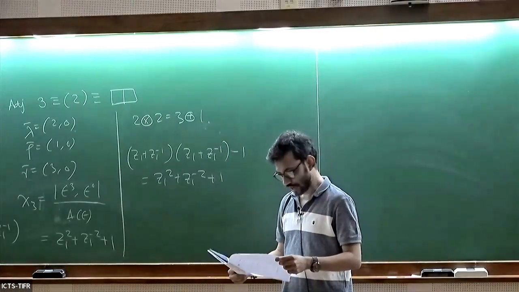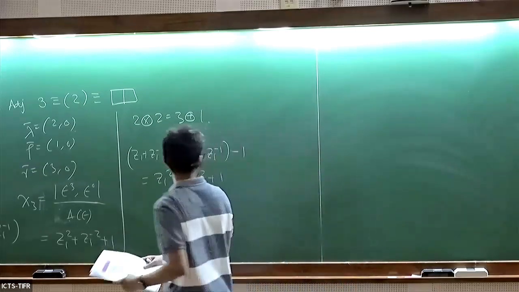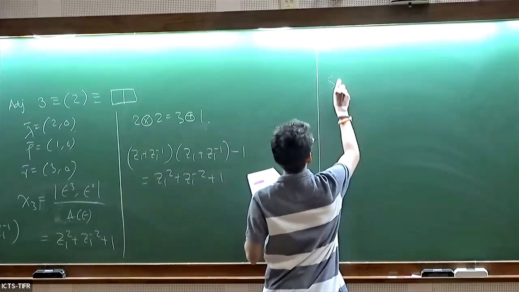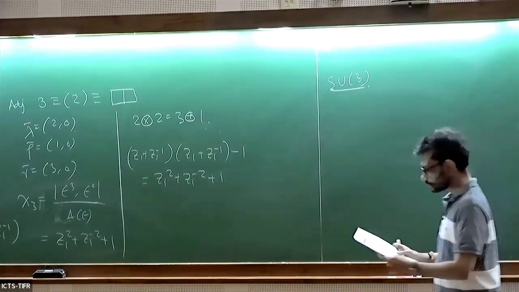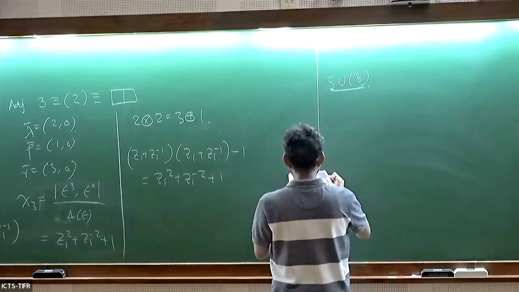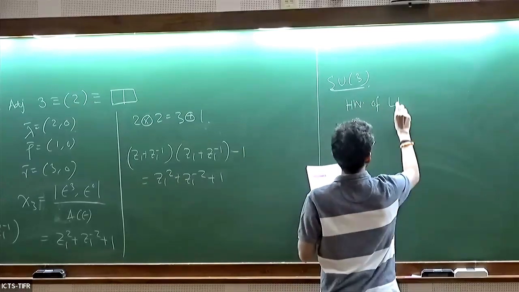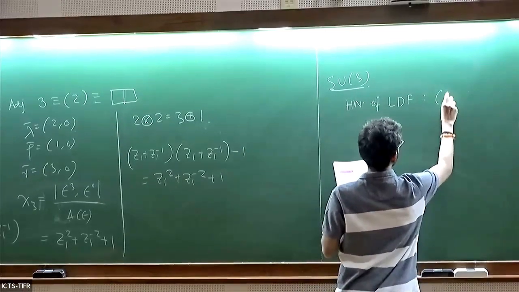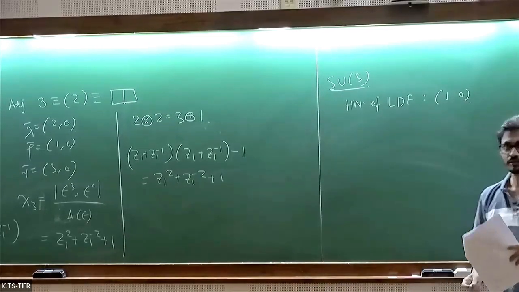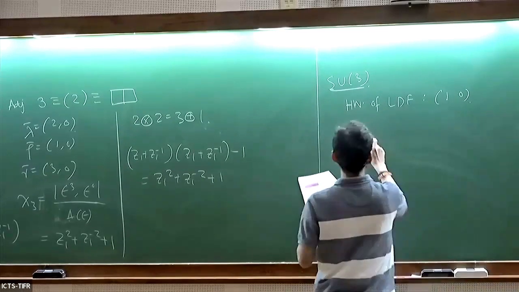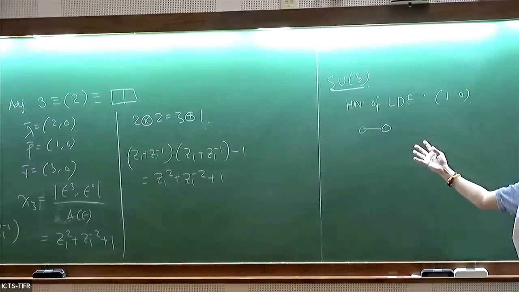Okay, so now I'll do one non-trivial case for SU3 and I'll give some homework. Now let's talk about SU3. For SU3, what is the highest weight of my lowest dimensional fundamental representation? (1, 0), right? And then what is my Dynkin diagram for SU3? Two nodes.